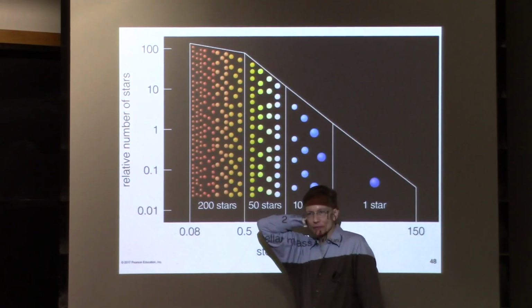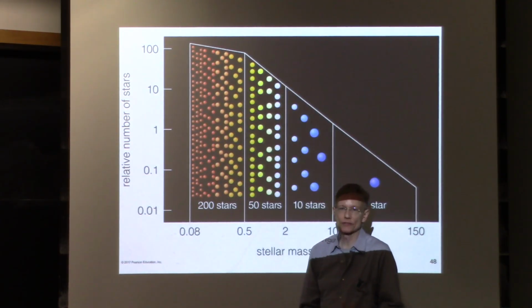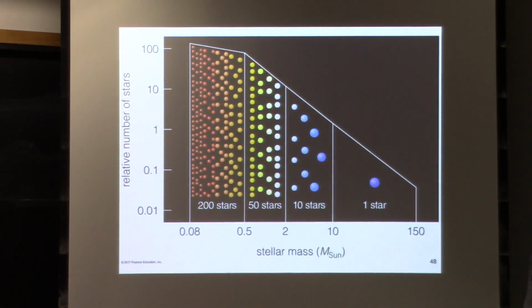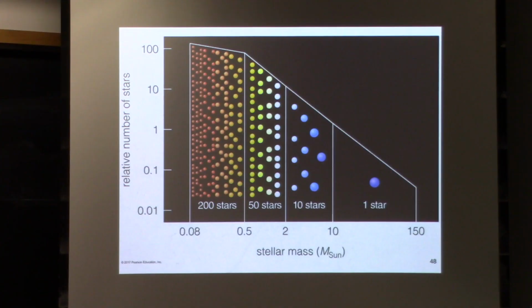The most common type of stars are red dwarfs. You can't tell that from looking out in the night sky because not a single red dwarf is visible to the naked eye. They are so puny, relatively speaking, in terms of the amount of light that they give off, that even though the nearest star is a red dwarf, it's below naked eye visibility. Proxima Centauri is the nearest star to Earth. We can't see it with the naked eye. 50 stars between half and 2 solar masses, 10 stars between 2 and 10, between 10 and 150, just 1.